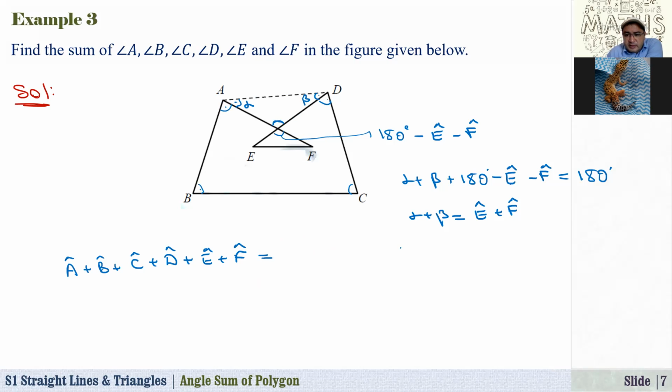And that's why here, instead of this alpha plus beta, I can write E plus F, right? So A plus E, it forms that big angle, and also B plus F, right? They form this big angle, and the CD. They just form a quadrilateral. That's why the sum of these angles is equal to 360 degrees.